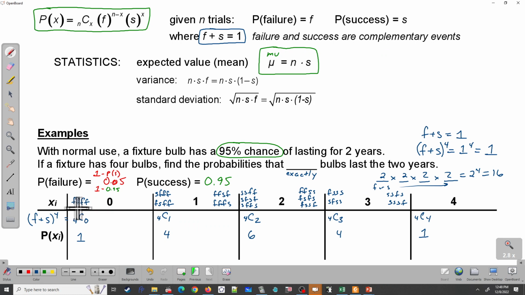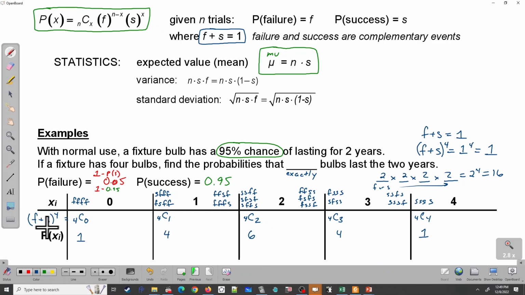And finally, if I completely invert all the failures to successes, I only get 1 way where I can select 4. So here's the 16 different ways I could have, quote, answered the test or laid out the bulbs or all the different patterns. Of that, there are 4 that are all part of the same kind of group, but I need to recognize there are 4 of them. There's 6 here, there's 4 here, and there's only 1 at the end. But I'm accounting for all 16.